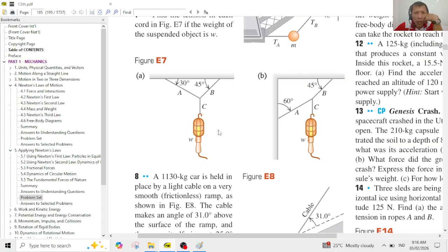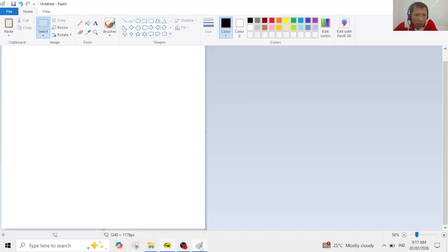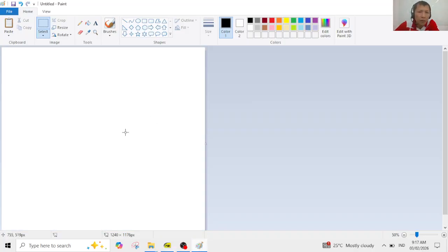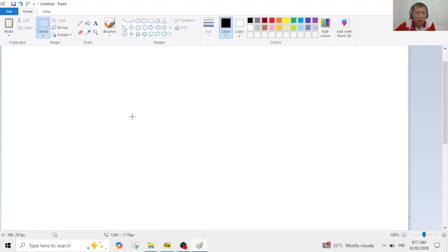So, we have A. Okay? So, this is equilibrium. So, we can have a free body diagram on A. Free body diagram on A.